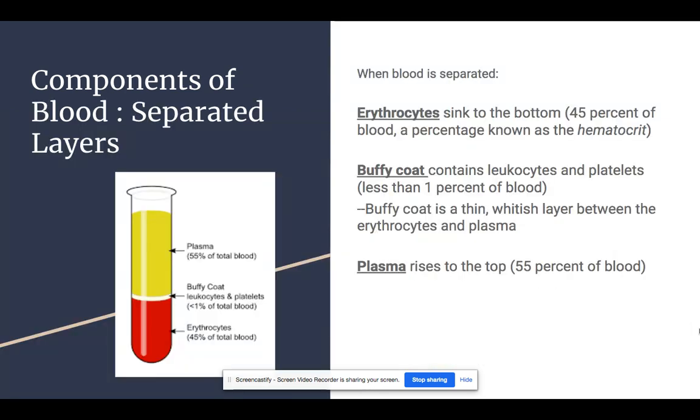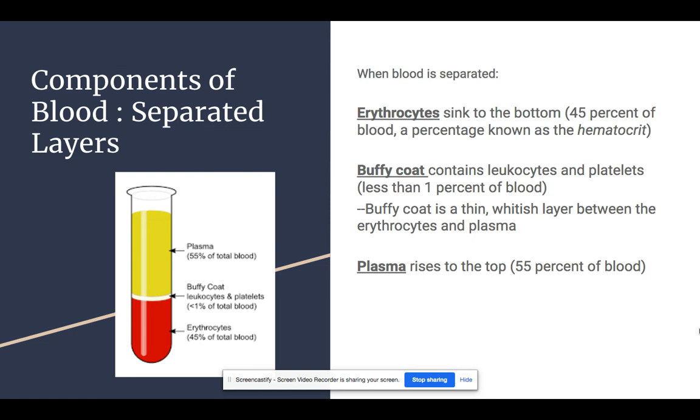All right, so first, let's look at some scientific names here. So the red blood cells, you'll hear me refer to them as red blood cells, RBCs, or erythrocytes. So erythrocytes are the scientific name, and they are about 45% of total blood volume. And that is known as the hematocrit, that solid part of the blood.